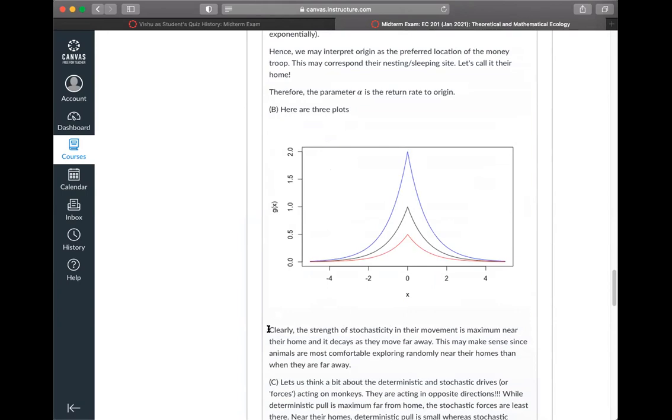Again, a lot of you haven't done this plot, which is very surprising. But you could have also drawn it by hand. Many of you have skipped the question. I guess again, a lot of it has to do with the time.